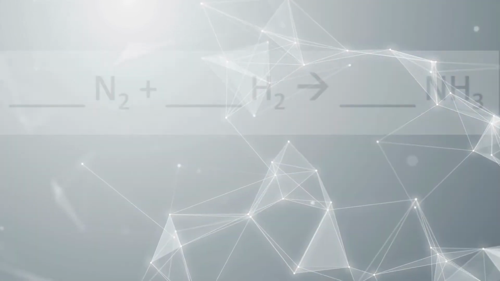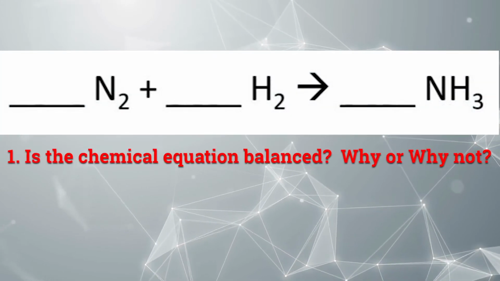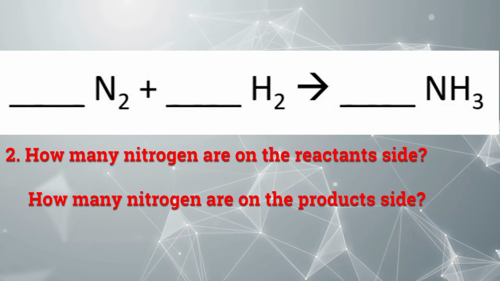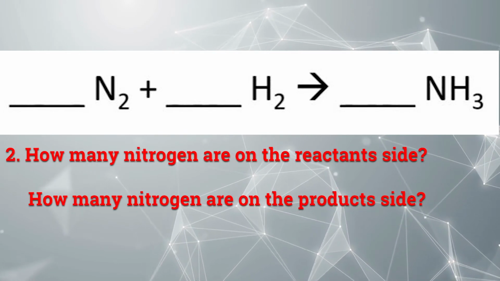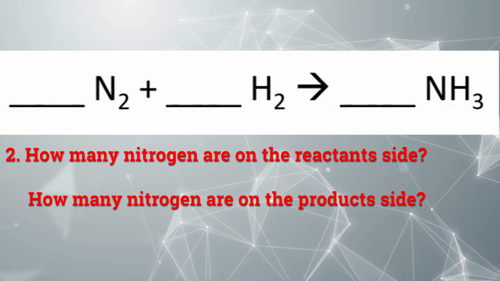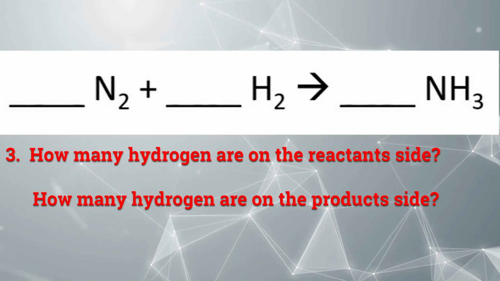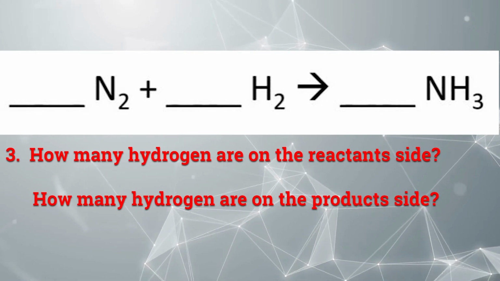Now let's practice. Look at the following chemical equation and answer the following questions. Number 1, is the chemical equation balanced? Why or why not? Number 2, how many nitrogen are on the reactant side? How many nitrogen are on the product side? Number 3, how many hydrogen are on the reactant side and how many hydrogen are on the product side?